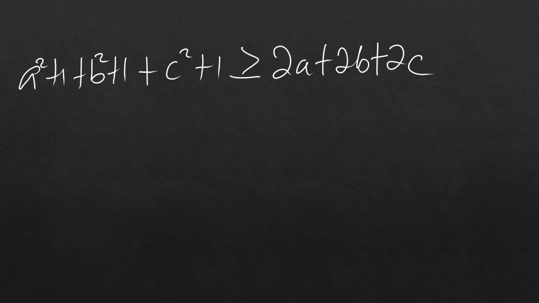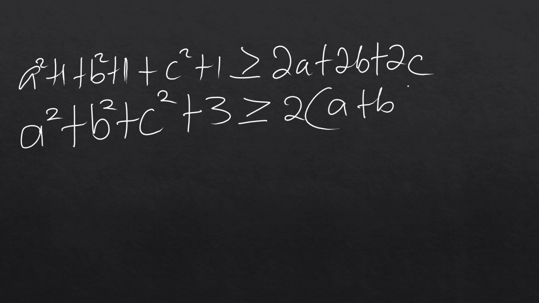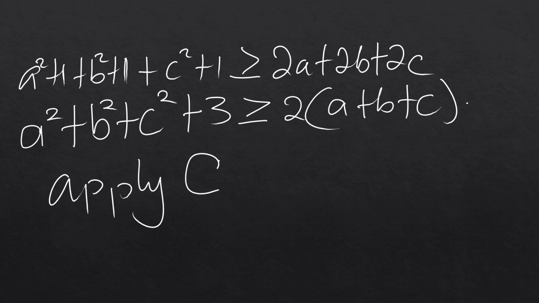So the next thing I am going to do is to simplify what I got. So I have a squared plus b squared plus c squared, then plus 3, because 1 plus 1 plus 1 is 3. This is greater than or equal to, factor 2 out, 2 times a plus b plus c. I think you can try moving from here. Can you? Let's see how it goes. But remember, we have to apply the rule I told you. Apply the AM-GM rule.